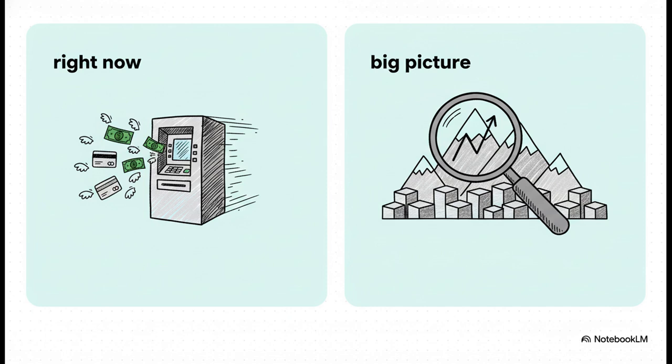Then you have the other side, OLAP, or online analytical processing. This is the big picture system. It doesn't care about your single purchase. It's the bank's headquarters looking at years of data to spot massive trends.